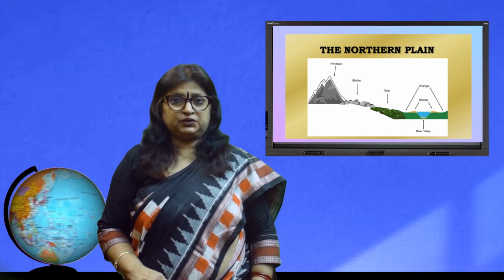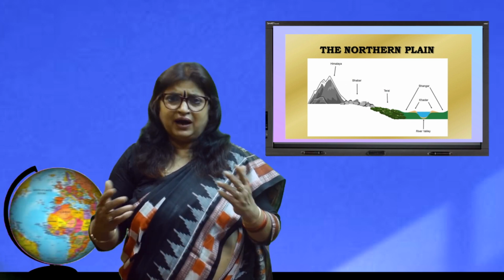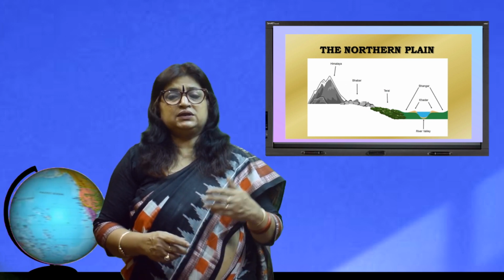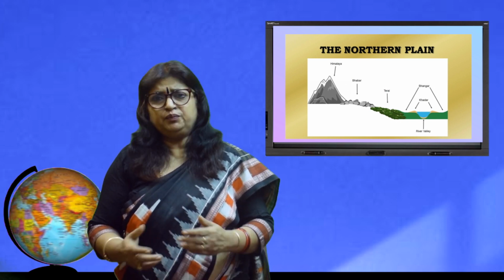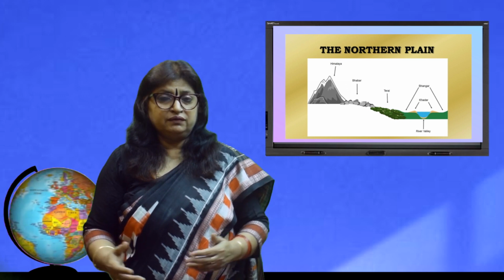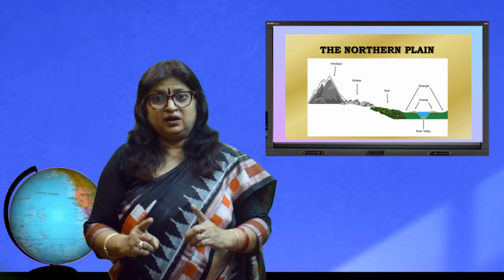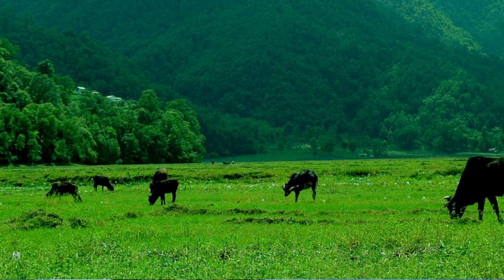Children, before I start this northern plain, I'd like to ask you a question. Can anyone tell me what is a plain? Or if I ask you, in which land would you like to live, whether in a mountain or in a plateau or in a plain land? Majority of you will tell me, ma'am, I would like to live in a flat and plain land. That's it. So what is a plain? What do you mean by a plain land? A plain is a flat and level land. Land with a level surface, not having an undulating surface, is called a plain land.